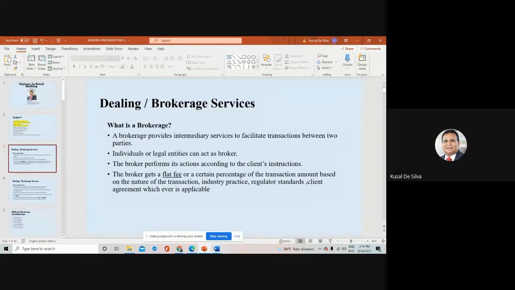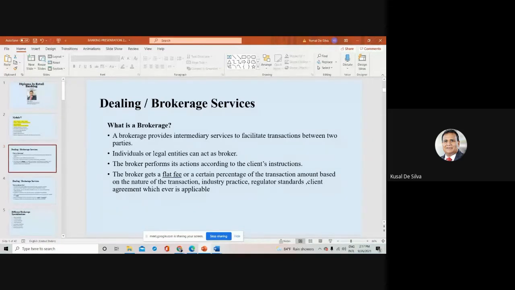An individual or a legal entity can act as a broker, but in a bank it is a legal entity, not an individual. The broker performs its action according to the client's instruction. It is very, very important. A broker alone can't take decisions; it is based on the client's instructions. The broker gets a flat fee or a certain percentage of the transaction amount based on the nature of the transaction, industry practice, regulator standards, or client agreement, whichever is applicable.